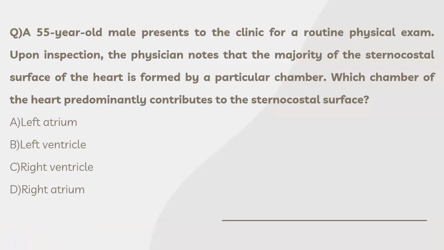A 50-year-old male presents to the clinic for a routine physical examination. Upon inspection, the physician notes that the majority of the sternocostal surface of the heart is formed by a particular chamber. Which chamber of the heart predominantly contributes to the sternocostal surface? Okay. So the answer is C.